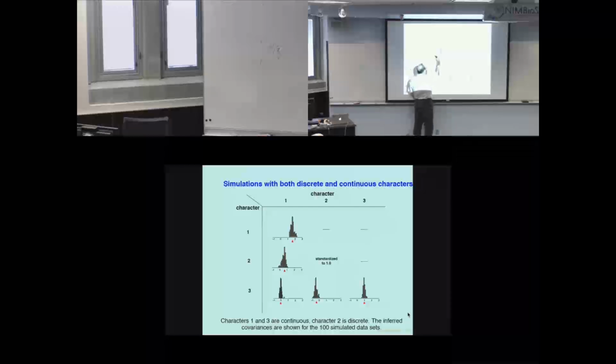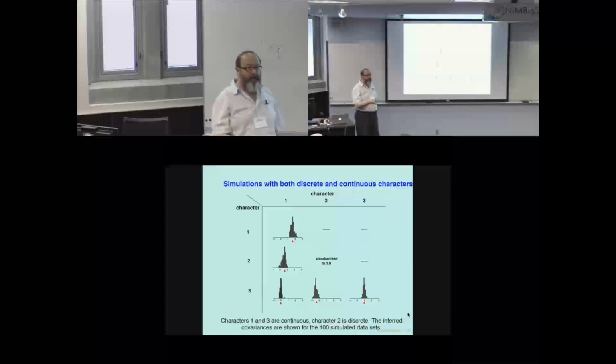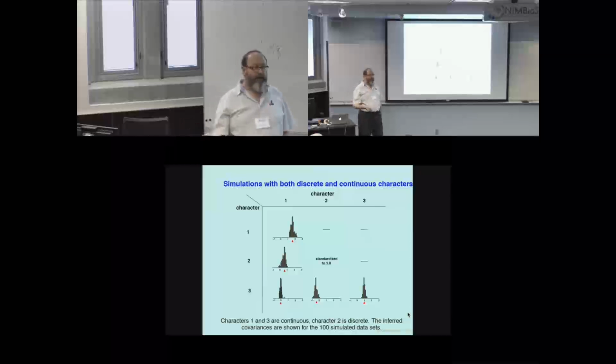Here's between character 1 and character 2. And yes, it's positive. It's supposed to be positive. Here is the true covariance at the red triangle. Here's between 1 and 3, that's 0. Those are now continuous characters. Here's between 2 and 3, and that's supposed to be here and varies around that, and so on. So it looks like it's working. So we have a machinery now for 0, 1 characters and for continuous characters and mixed with each other.